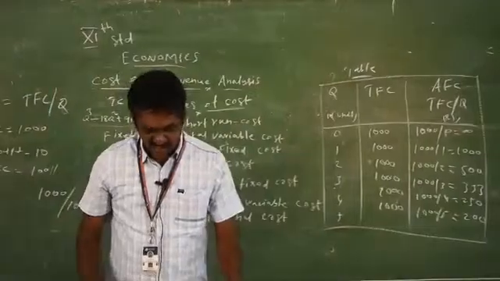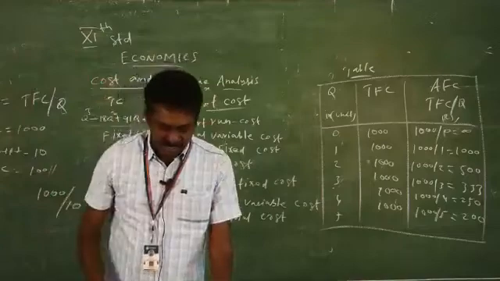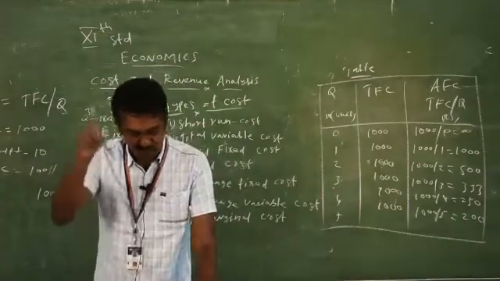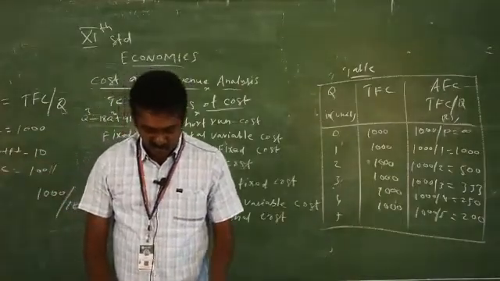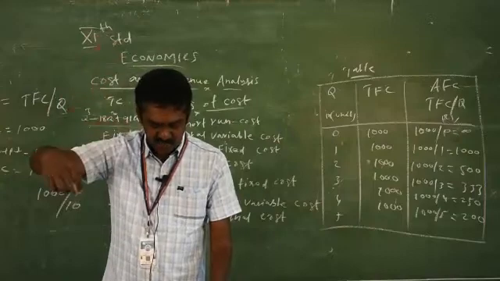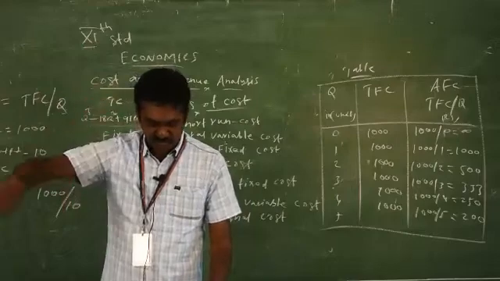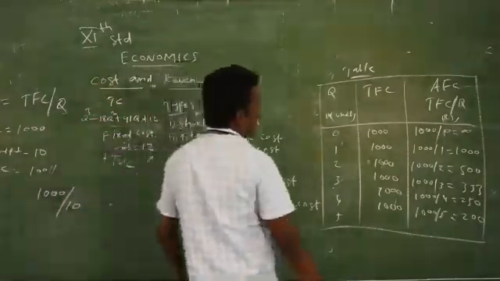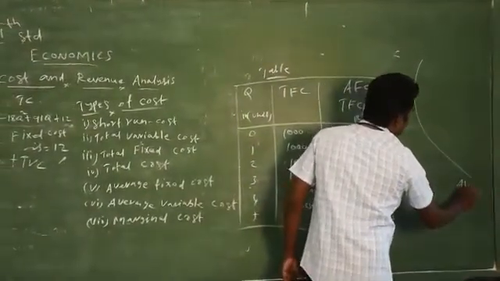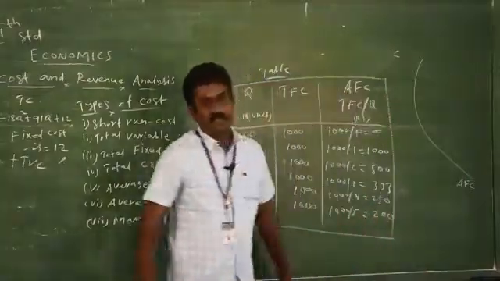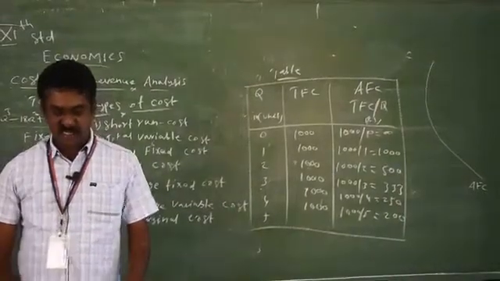There is a y-axis, average fixed cost. How can we calculate it? Total fixed cost divided by Q. So I have drawn the diagram. There is a table, and in the diagram the y-axis is average fixed cost, and the x-axis is quantity of output produced. See that the curve is from 1000 to 200, and output is 1 to 5. So the average fixed cost curve is like this in your diagram. So total fixed cost divided by Q is called average fixed cost.